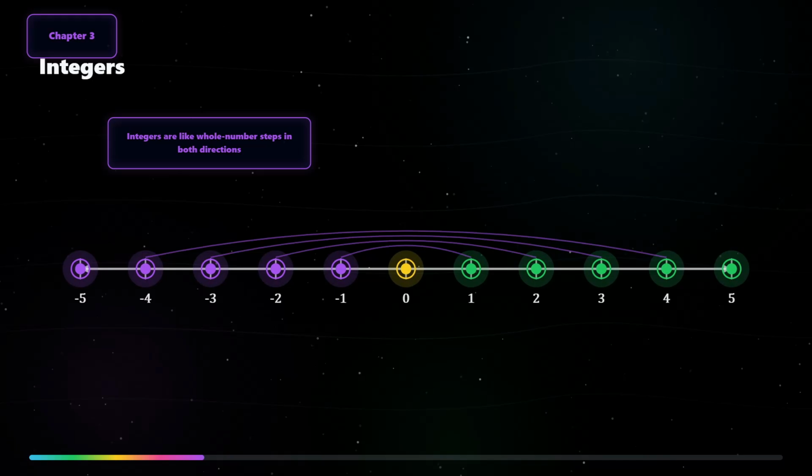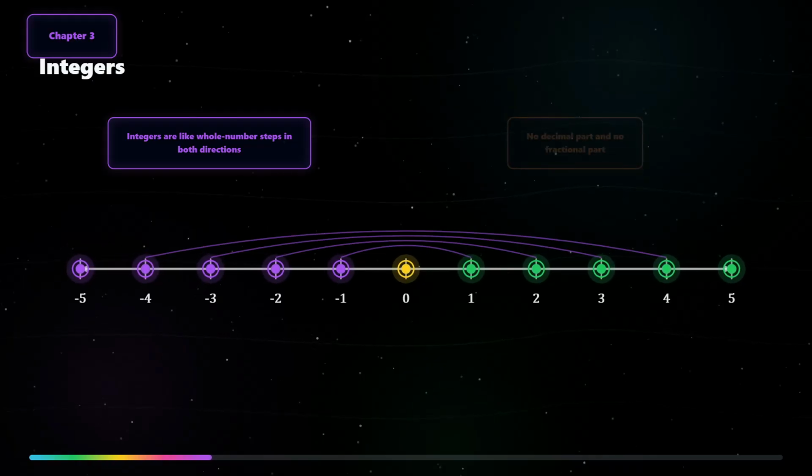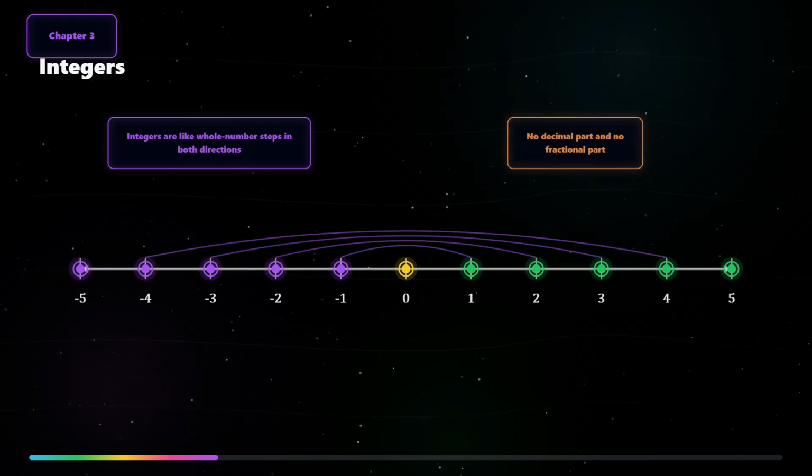So the difference is this: whole numbers start at 0 and go to the right. Integers go to the left and to the right, and they still include 0. 3 is both a whole number and an integer. 0 is both a whole number and an integer. -3 is an integer, but it is not a whole number.